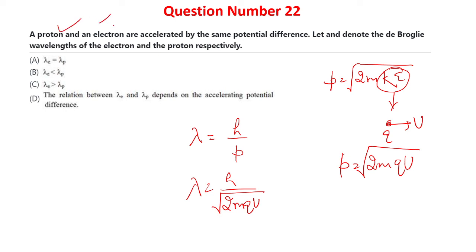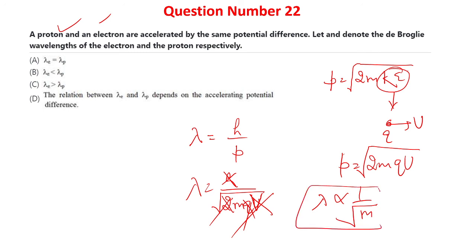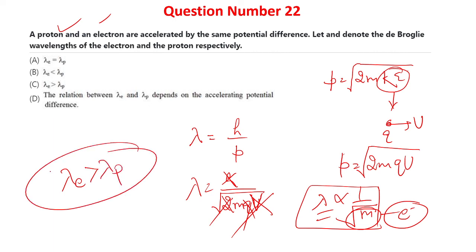Both electron and proton have the same charge, so it need not be considered. h is a constant, 2 is a constant, and both have been accelerated under the same potential difference, V is also the same. So for this condition, lambda is inversely proportional to root of m. Now you know which of the two, proton or electron, has lesser mass. Lesser mass is for the electron. So the denominator is smaller, that means lambda is higher. So the electron would have more de Broglie wavelength than a proton. Simple. Option number C, the correct one.